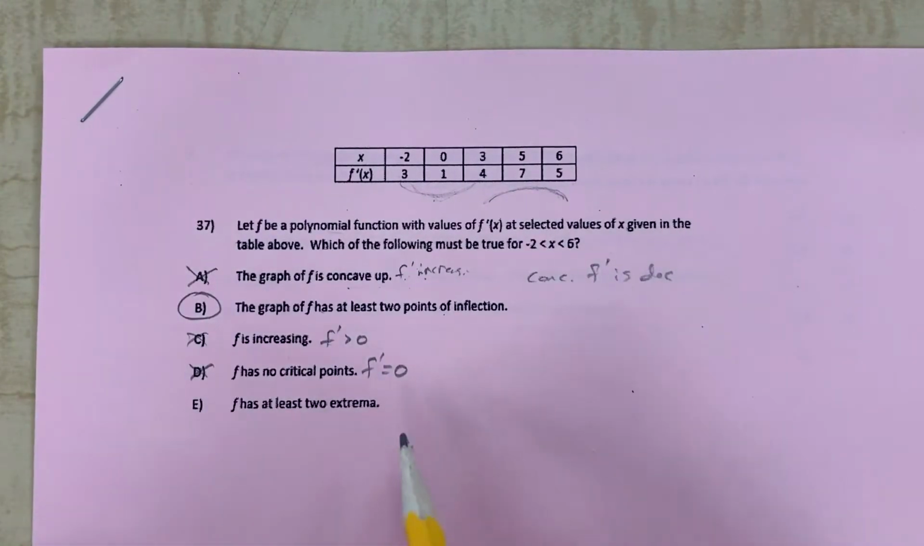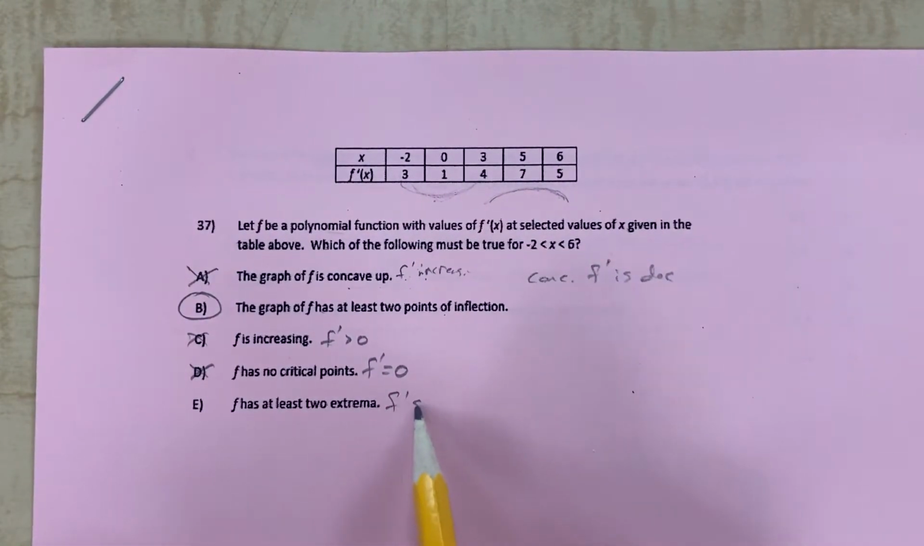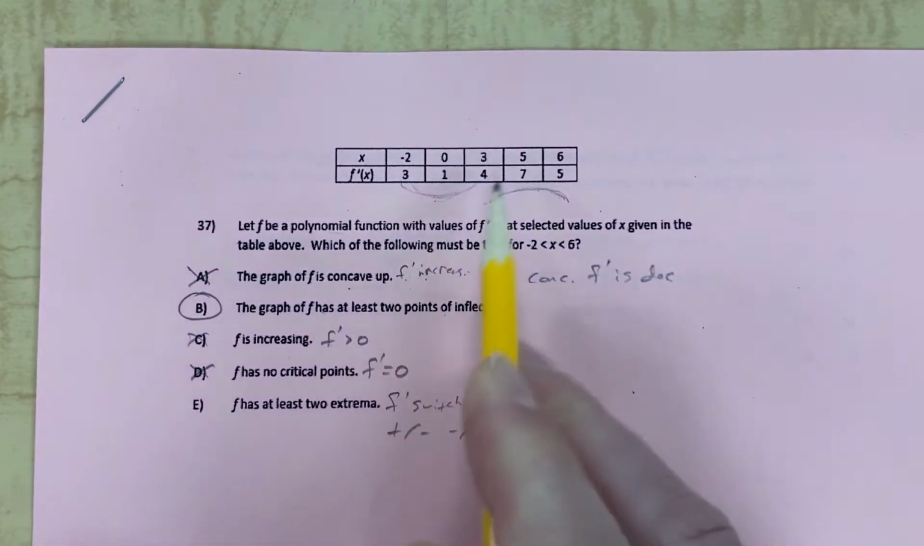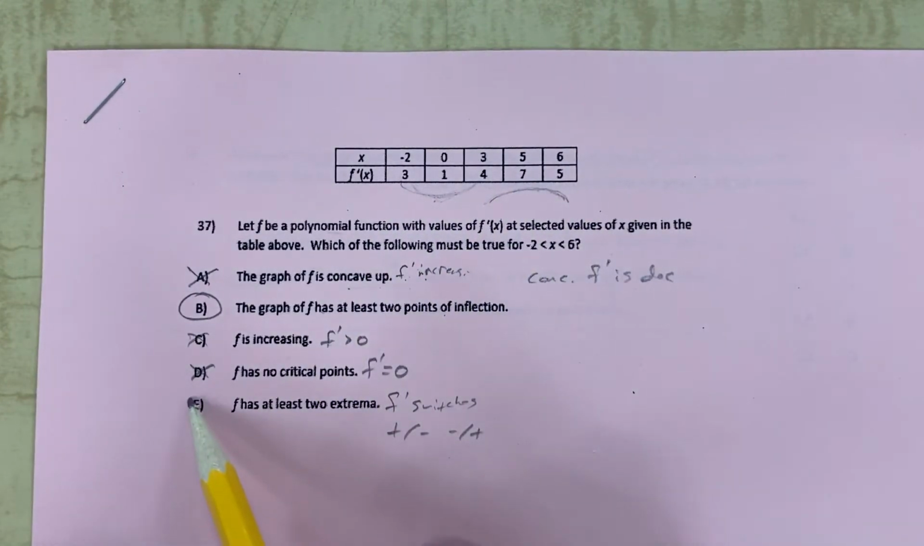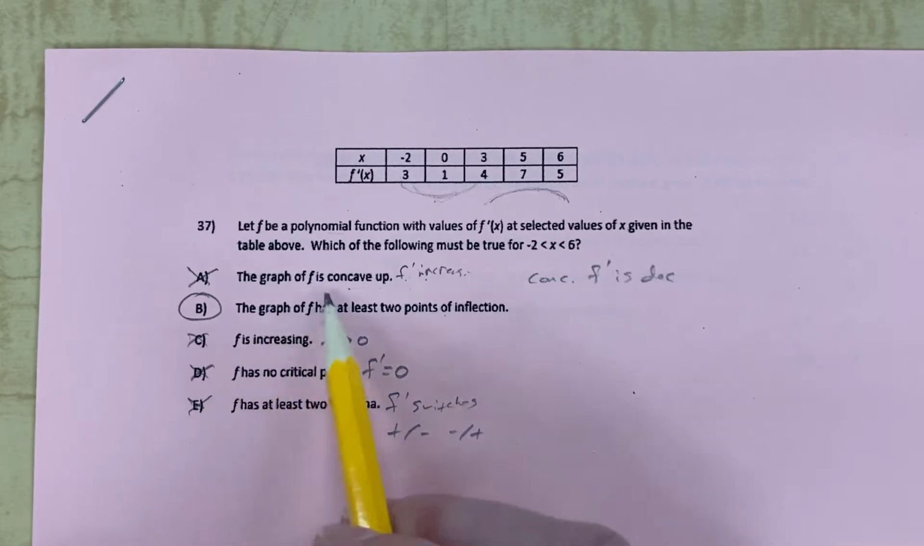F has at least 2 extrema. That's when f prime switches from positive to negative or from negative to positive. And again, we have no visual evidence of that switching. Maybe it does, but there's nothing that guarantees it. The only thing that's guaranteed is B.